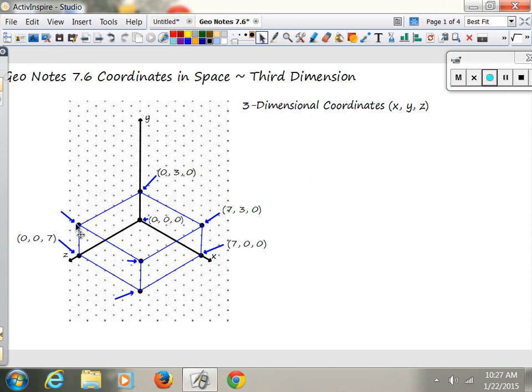Now, what about right above it? How would I get there? Think about that one. Do I come out here to 7 and then go up 3 and then 0? No, I don't. I go on the x-axis, but how much do I go on the x-axis? Nothing. None. Then I go up 3 on the y-axis and out 7 on the z-axis. Whoa. So it's 0, 3, and then 7. So 0, 3, 7 would be that point right there: 0 on the x-axis, 3 up on the y-axis, 7 comes out on the z-axis.